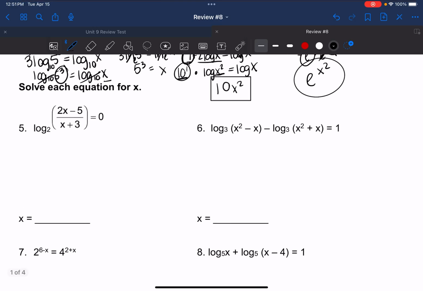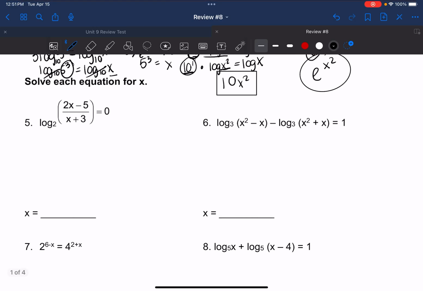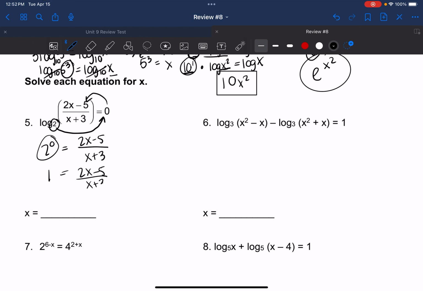All right, for number 5. On number 5, again, I'm just going to rewrite. This time, my log is being rewritten as an exponential. So remember, my base is 2 raised to the 0 power equals 2x minus 5 over x plus 3. Anything to the 0 power is really just 1. So 1 equals 2x minus 5 over x plus 3.